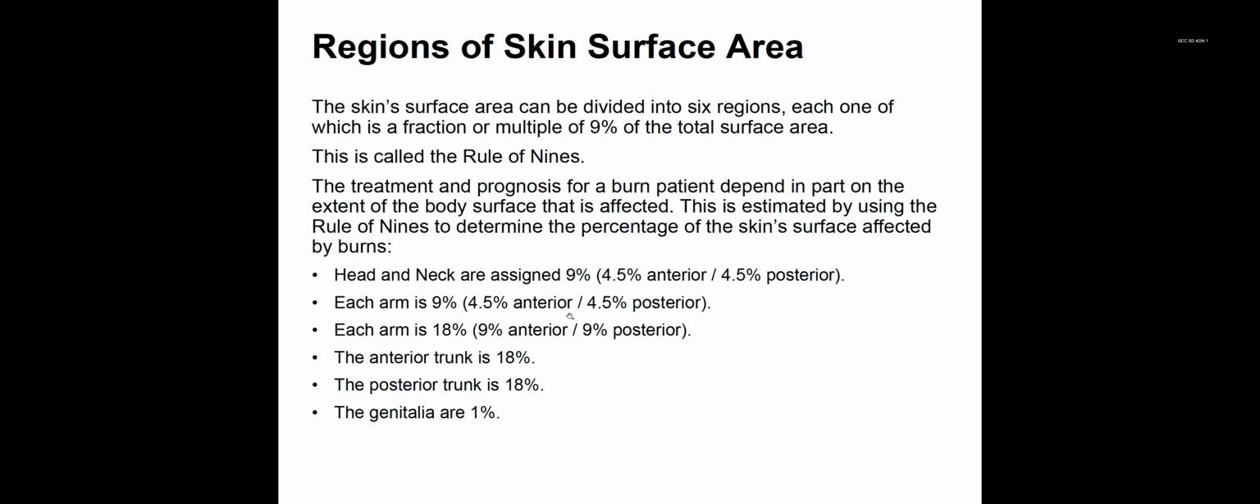And when we look here, there are different regions of the skin surface area. Looking at this slide, it's called the rule of 9. Skin surface area can be divided into 6 regions, each of which is a fraction or multiple of 9 of the total surface. For example, head and neck is 9%. Each arm is 9%, and each leg is 18%. Anterior trunk is 18%, posterior trunk is 18%, and genitalia is 1%.